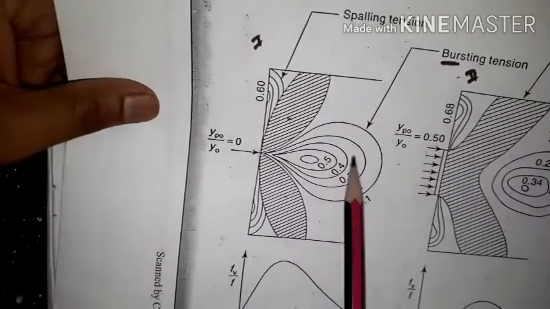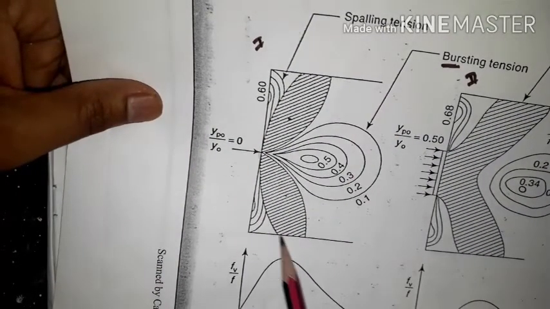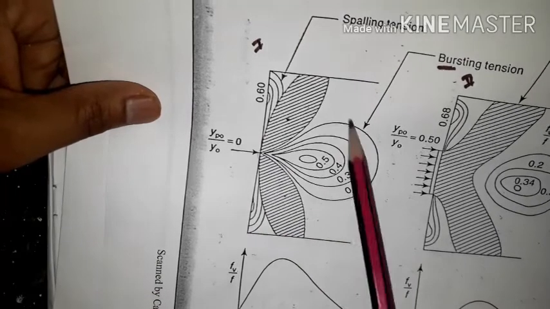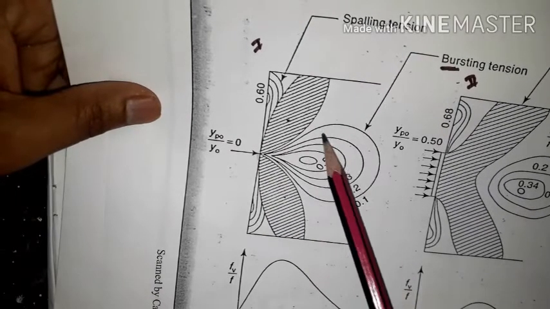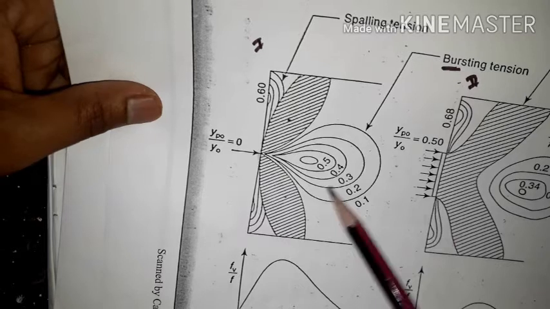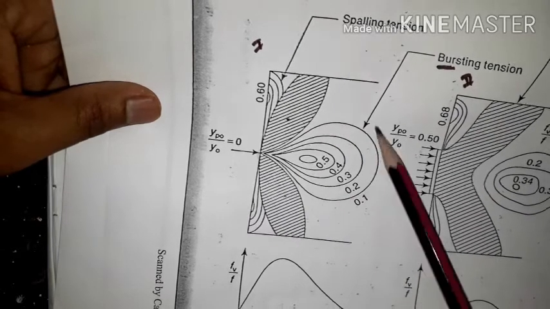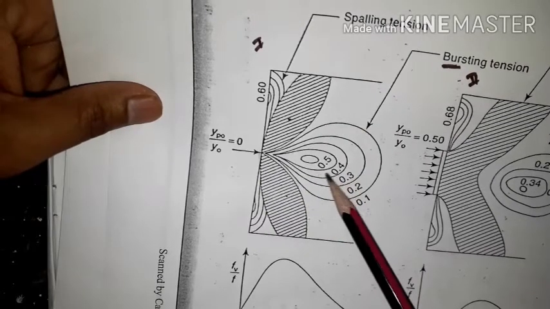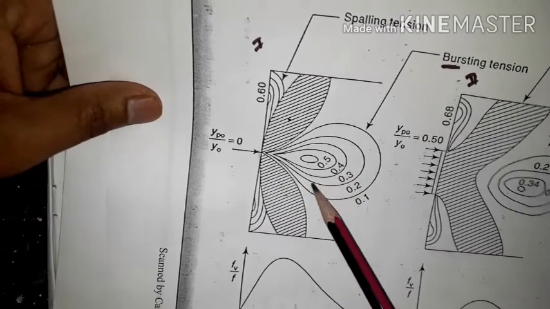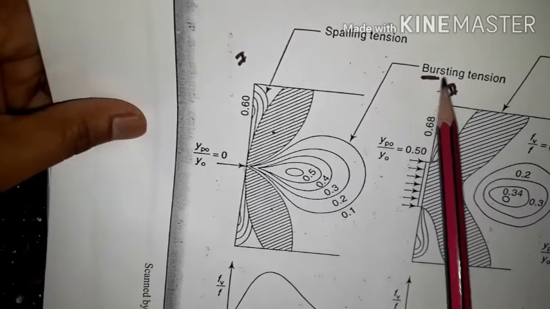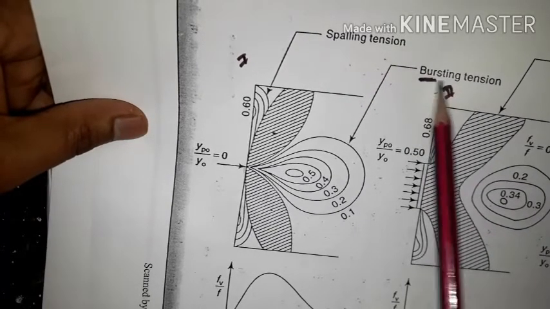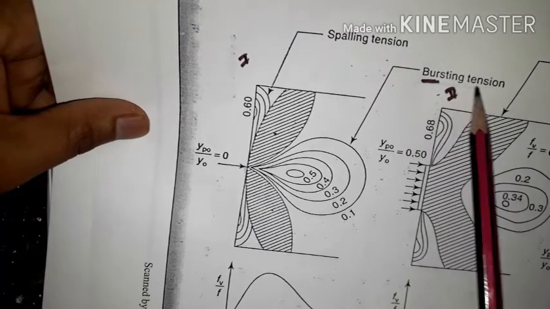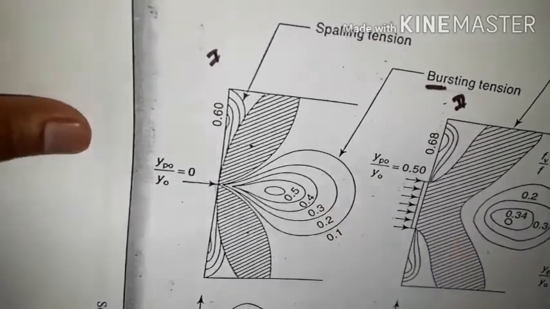For the first stage, this stage is very important. Whatever tension is developed, for this tension we have to design a special or adequate reinforcement to resist it, otherwise it will try to burst the concrete. That is what is called bursting tension. The bursting force will develop in the concrete. So this is regarding the last session.